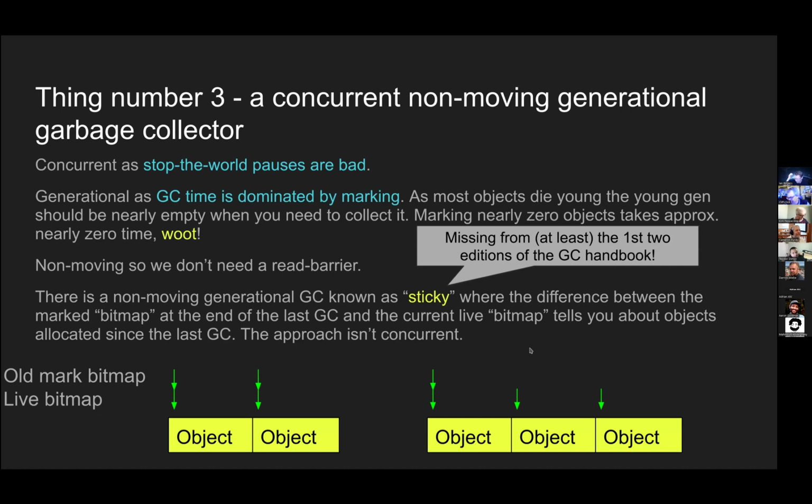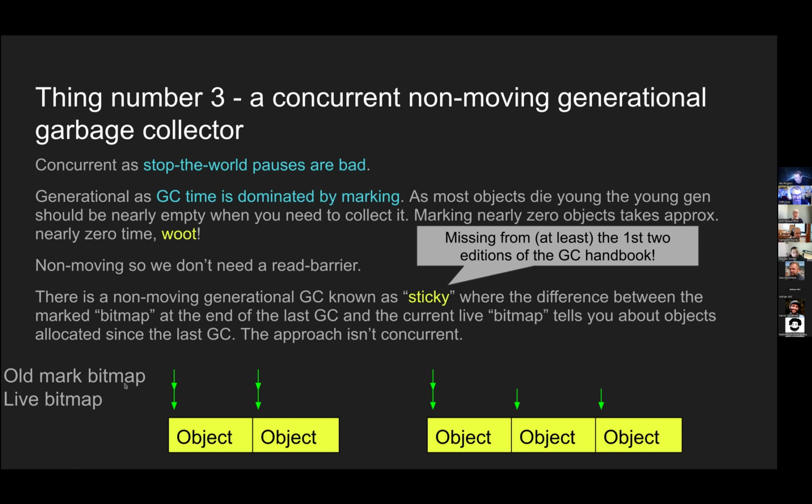So, a concurrent non-moving generational garbage collector, and I'm going to try and do it in 5 minutes, which is ambitious, Cliff tells me. Yes. There's a thing called sticky garbage collectors, and it's excusable to not know about them because the first 2 editions of Jones's GC handbook don't cover sticky garbage collectors at all. But it was a trick done in the Boehm-Demers-Weiser paper, and they mention it in like a single paragraph. So maybe I can do it in 5 minutes.